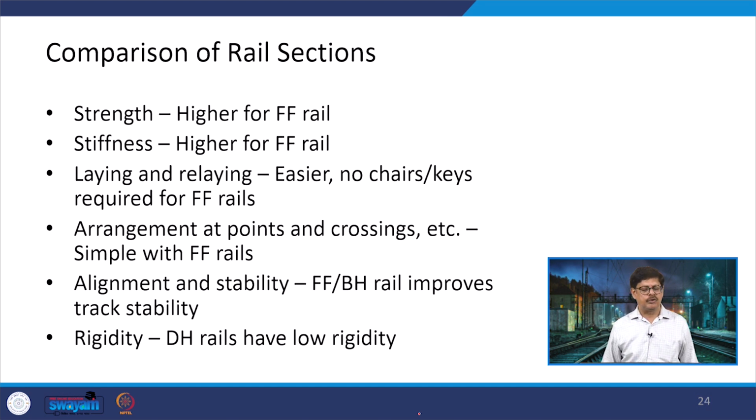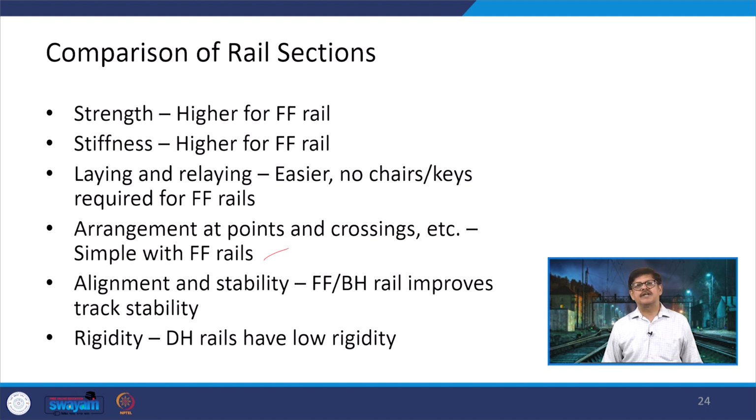Now, when we want to compare them, there are different factors on which this can be done. One is the strength. It has been observed that the flat footed rails have a higher strength. If we talk about the stiffness, the same holds for that also. The laying and relaying has been found easier. There is no requirement of chairs or keys when we are fitting the flat footed rails, only clamps are required. Then the arrangement at points and crossings has been found to be simpler in the case of flat footed rails. Alignment stability has improved in the case of flat footed or bull headed rail.